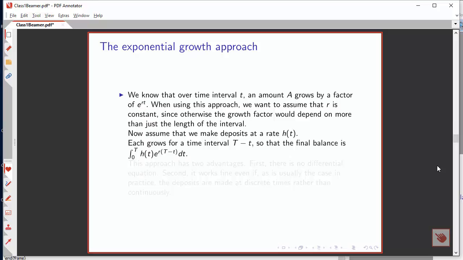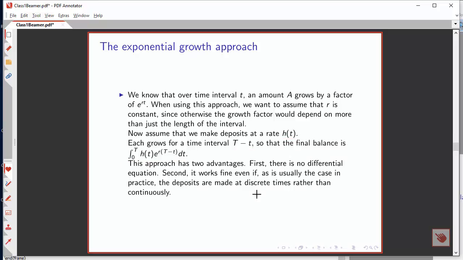Now let's assume that we're making deposits into our account at a rate h of t. Each deposit will have the opportunity to grow over a time interval capital T minus little t. That's the time that elapses between the time little t at which the deposit is made and the time capital T at which we're computing the balance. And if we simply integrate over time, we see that the final balance will be the integral of h of t, the rate of deposit, multiplied by e to the r times capital T minus little t, the exponential growth factor. Why is this nice?